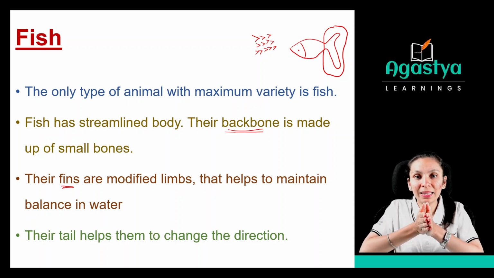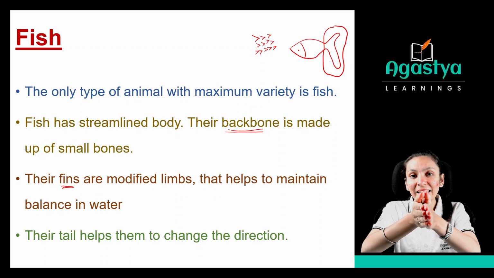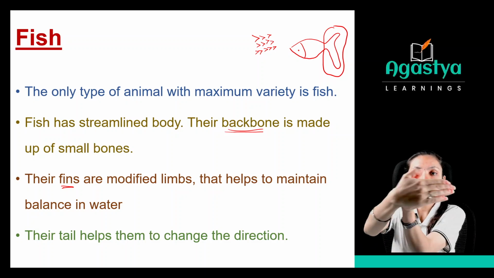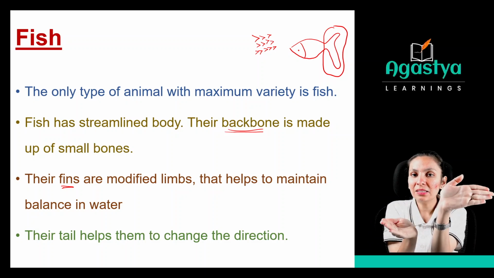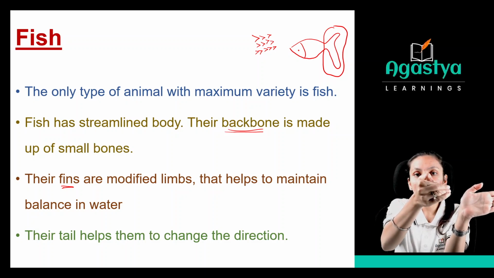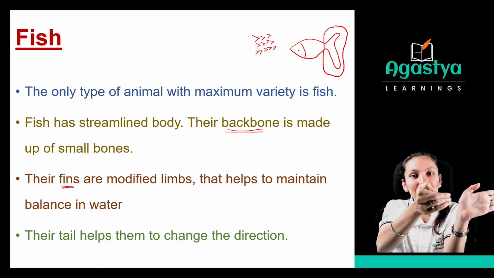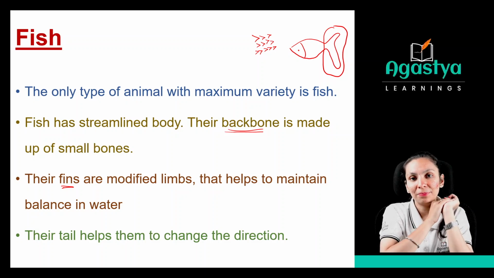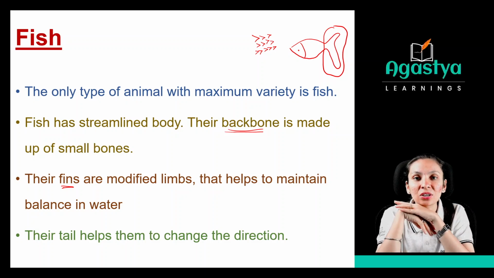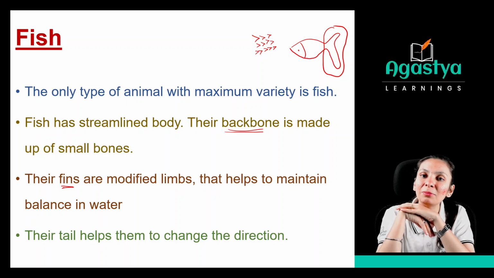If one fish is moving in this direction and suddenly it wants to change the direction to left, then they will just move their tail, or you can say the fins which are present at the lower part, and it can change the direction, right? So this tail-like structure or the fins will allow them to change their direction.